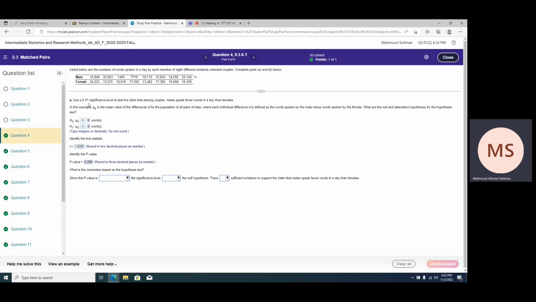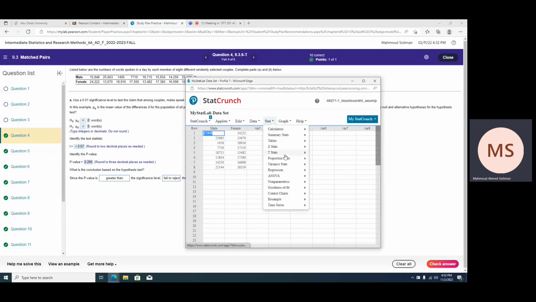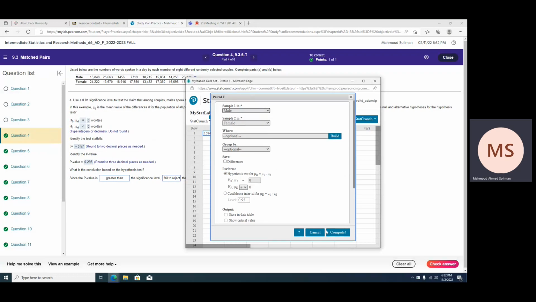So p-value. But what do we open in StatCrunch? Everything from the start, from the beginning. This one you have to know yourself, and then this one you can calculate. So once we see mu d, it's paired. We open T stat, paired. Then you choose male, female, because it's male minus female, and then you get it.